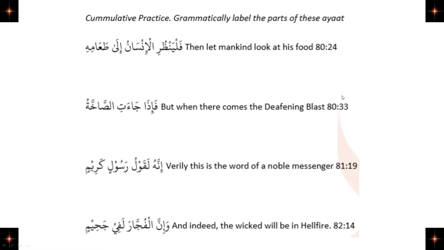Fa'il is the doer. So you say fa'ilun marfu. You have to mention the status of the word in a sentence. Fa'il is the doer, and marfu is the status of that particular doer, which is in rafa' status. And then insan is ism marfu, the fa'il. And then ila is harf jar. And then ta'am is ism majroor bi ila.